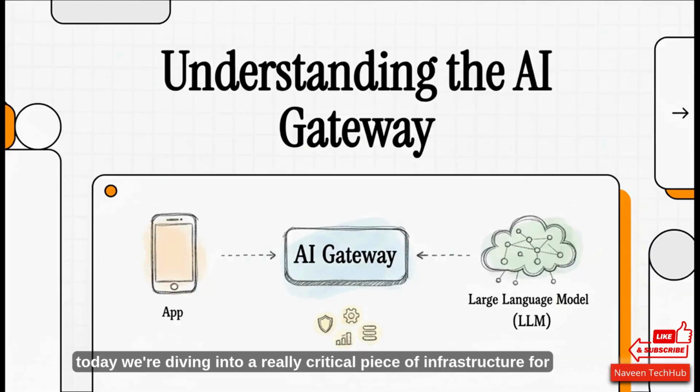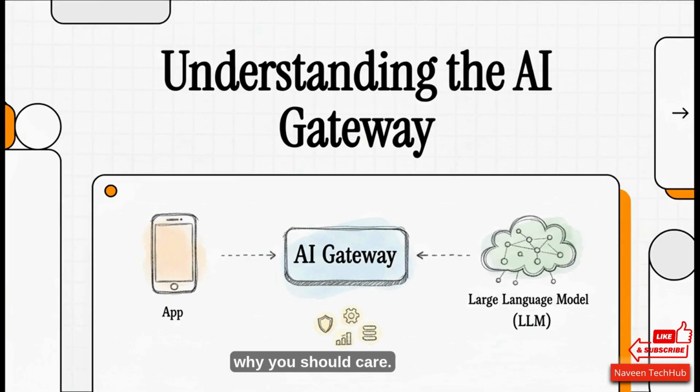All right, today we're diving into a really critical piece of infrastructure for pretty much any AI application, the AI gateway. You'll hear it called the missing layer between your app and a large language model, and that's a perfect description. We're going to break down what it is, and maybe more importantly, why you should care.